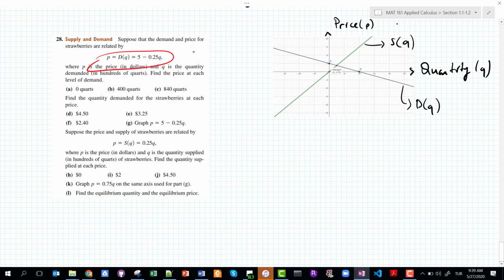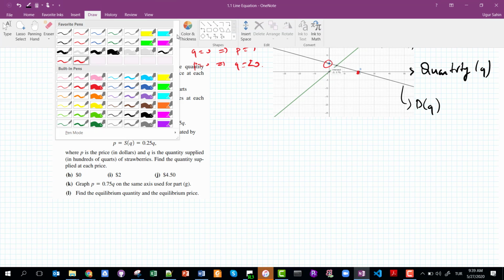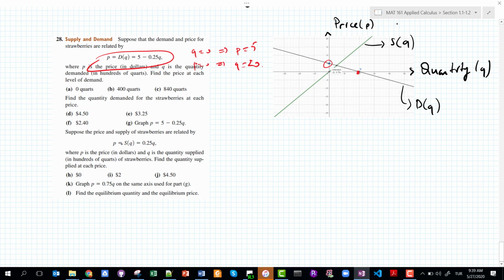What you can do is set q equal to 0 and then find p, which is equal to 5, as you see here. And then you can do the other way around, p equal to 0, and then you find q is equal to 20. So look at here, I just drew it. And if you look at your supply function, which is given below, this is your supply function, the green function, and then you can follow the same idea.